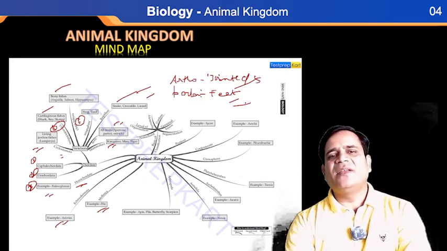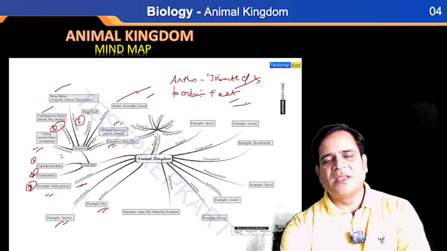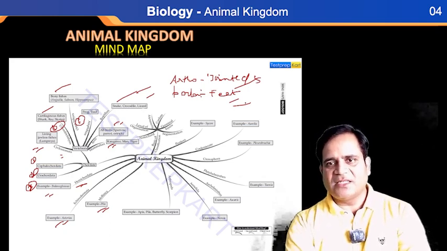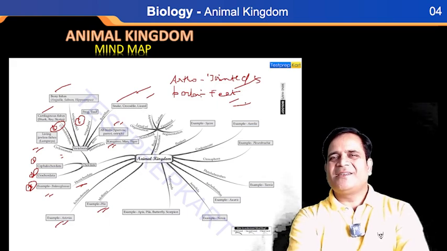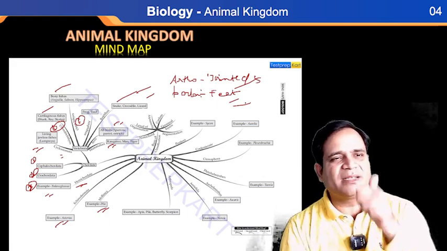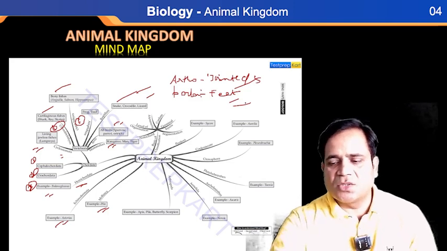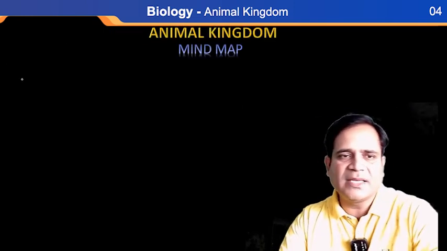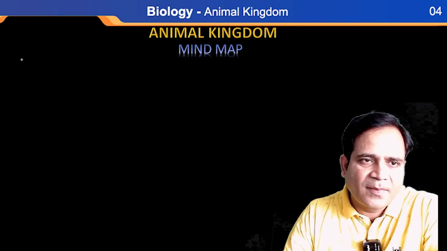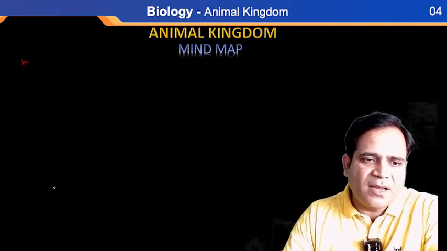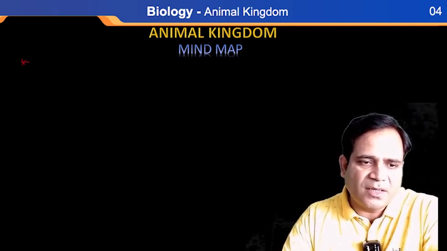So how many phyla do we have here? We have confirmed, that is 11 phyla. One is Porifera, Coelenterata, Ctenophora, Platyhelminthes, Aschelminthes, Annelida, Arthropoda, Mollusca, Echinodermata, Hemichordata, and Chordata. So this one is the thing that you have to know. See, I'm going to write here all the phyla. All the phyla are very important here, so you have to learn this by heart.